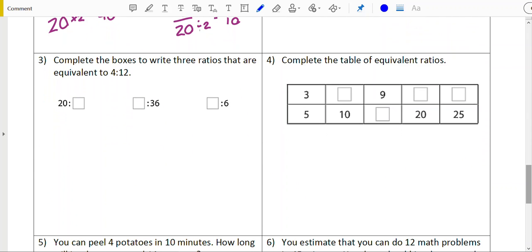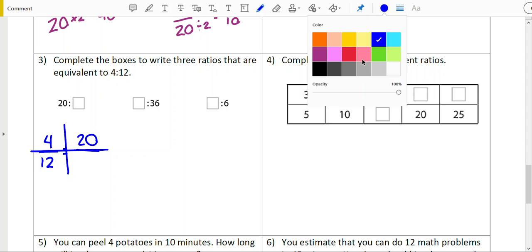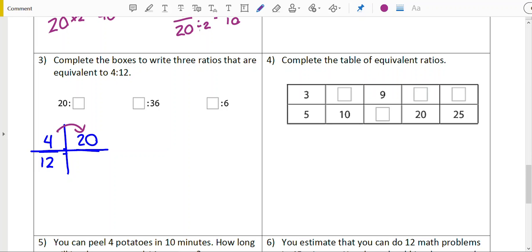For number 3, it says complete the boxes to write 3 ratios that are equivalent to 4/12. So I'm going to start with 4/12, and I need to change it so the numerator is a 20, and I don't know the denominator. And you could think of it like a ratio table if you wanted to. So what do I have to multiply times 4 to get to 20? Well, I'd have to multiply times 5. So I'm going to have to do 12 times 5, which is 60. So 60 would go there.